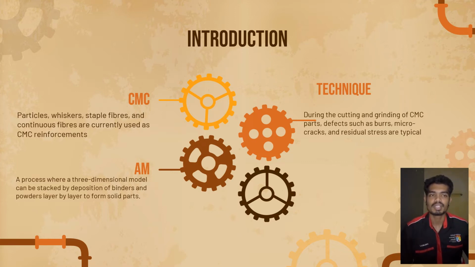Additive manufacturing technology is also known as 3D printing technology. It is defined by the ASTM as the process where a three-dimensional model can be built by deposition of binders and powders layer by layer to form a solid part.